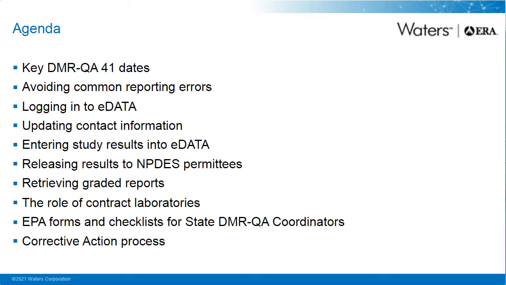We can do that by knowing the deadlines you need to meet, understanding the requirements unique to PT samples, accessing our EData reporting website, getting your lab results correctly reported and linked to your permits, getting your final graded results, submitting the required EPA paperwork, and finally, dealing with any corrective action that might be needed. There's a lot to cover, so let's get started.